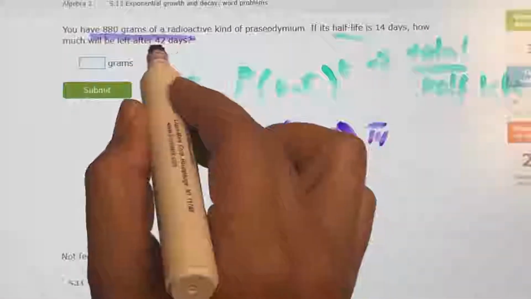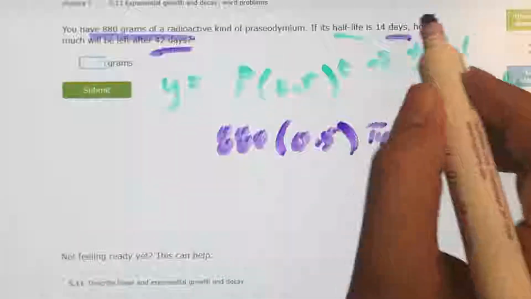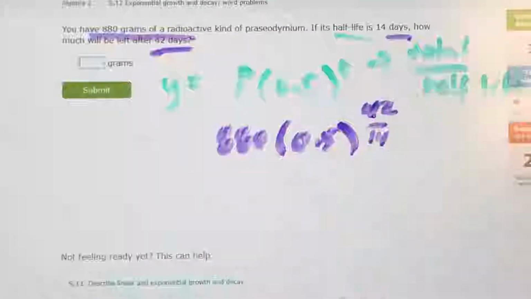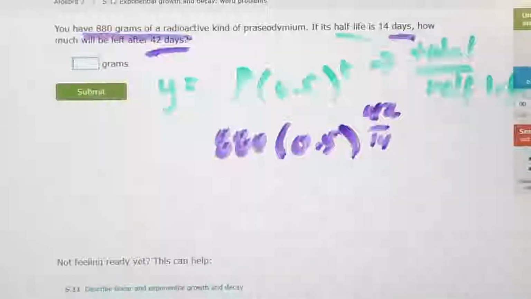Now be careful, okay? Because sometimes they trick you. This is days and this is days. If it wasn't both days, you'd have to convert it to be the same unit. But because they are, that's fine. So 42 over 14. And then you just put that in the calculator. You don't even need to simplify because the calculator will do it for you.